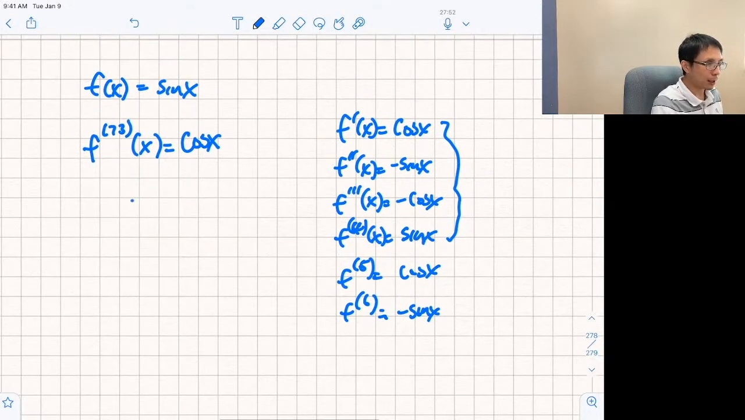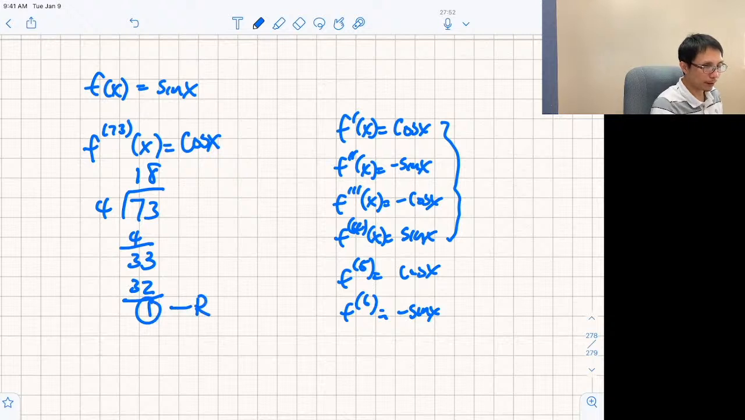Because you can take 73 and divide it by 4, since we know the pattern repeats every 4 times. That's going to give you 18, 4 times 18 is 72, and the remainder is 1. So if the remainder is 1, do you guys remember this? 18 R 1? Elementary school. Nobody writes that anymore.